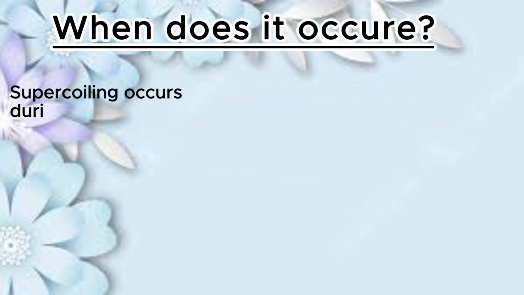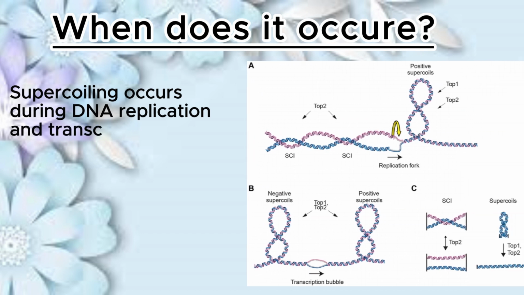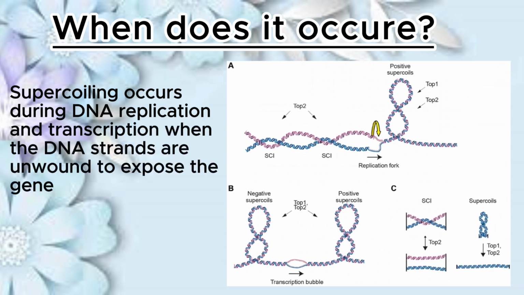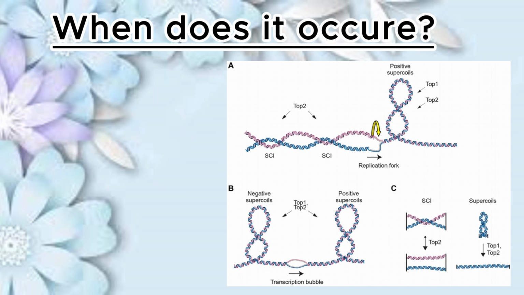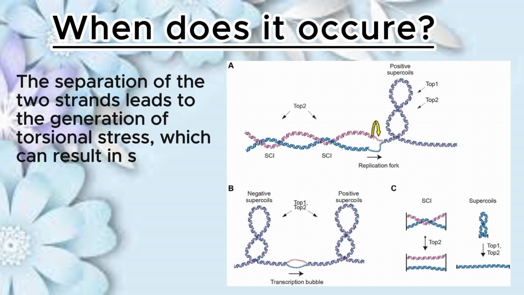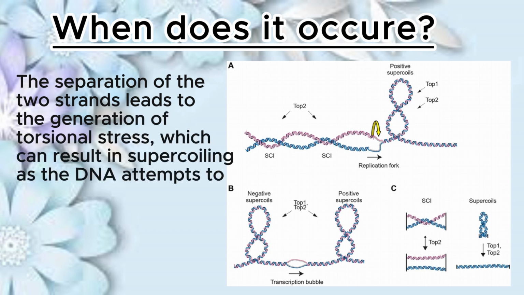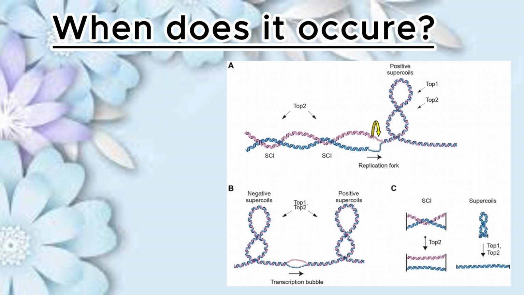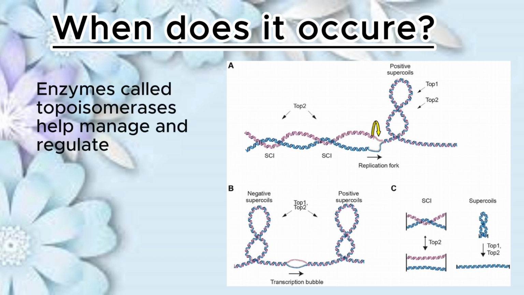Supercoiling occurs during DNA replication and transcription when the DNA strands are unwound to expose the genetic information. The separation of the two strands leads to the generation of torsional stress, which can result in supercoiling as the DNA attempts to relieve this stress by twisting into a more compact form. Enzymes called topoisomerases help manage and regulate this supercoiling in cells.